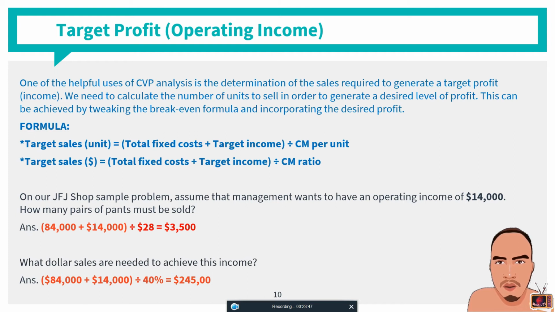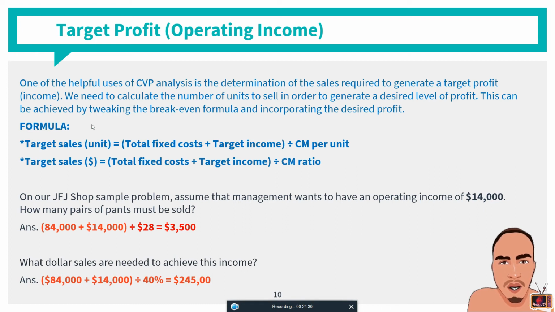One of the helpful uses of cost-volume-profit analysis is the determination of the sales required to generate a target profit income. We need to calculate the number of units to sell in order to generate a desired level of profit. This can be achieved by tweaking the break-even formula and incorporating the desired profit. So, with this, we will compute for the target profit.